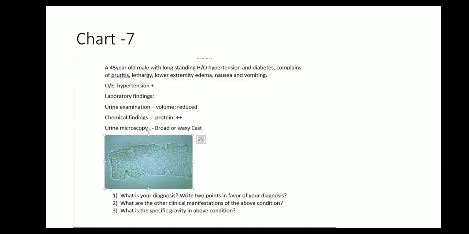Chart number 7. This is the last chart. A 45-year-old male with long-standing history of hypertension and diabetes complains of pruritus, lethargy, lower extremity edema, nausea and vomiting. On examination, in this case also there is hypertension present, and urine examination showed volume is reduced, chemical findings proteins 2+, and urine microscopy showed broad and waxy casts. So this picture is nothing but broad and waxy casts. What is your diagnosis? Write 2 points favoring the diagnosis.